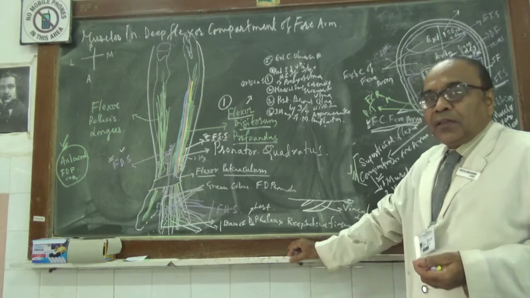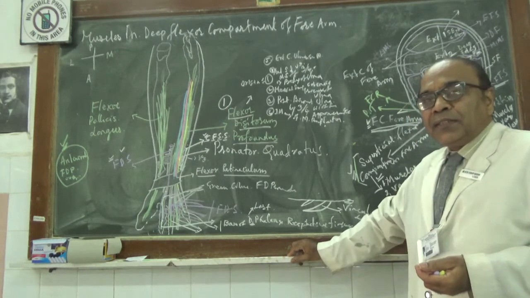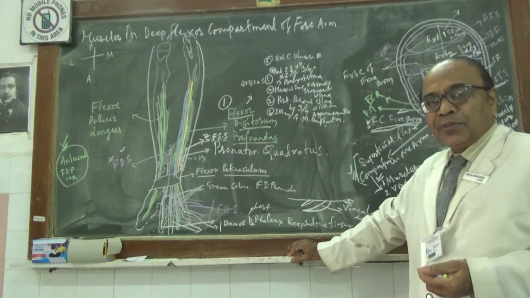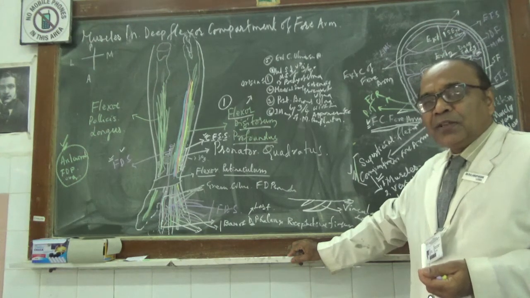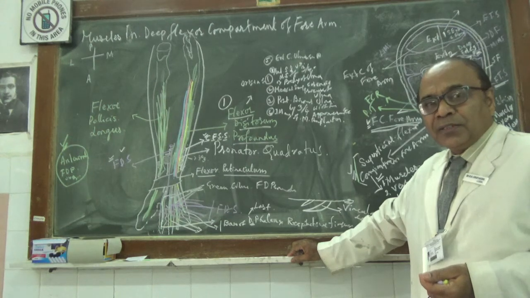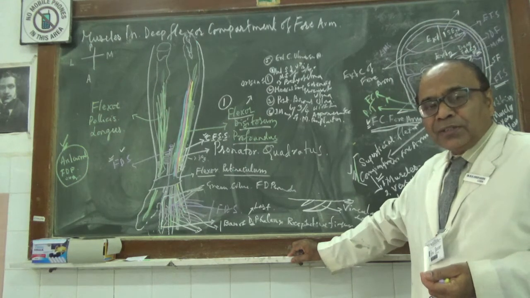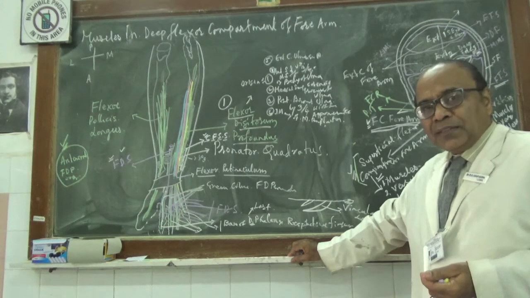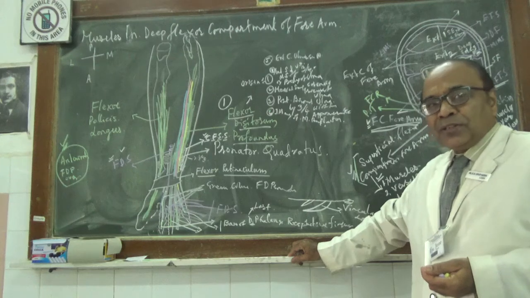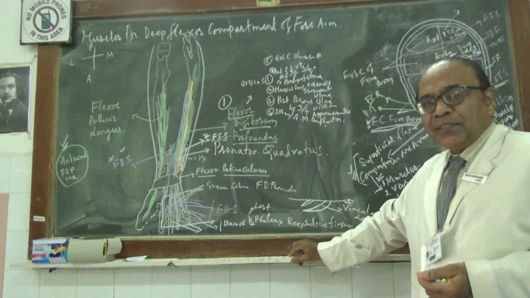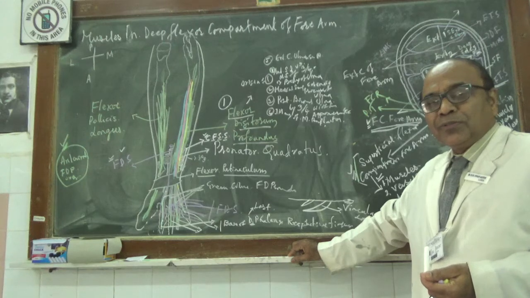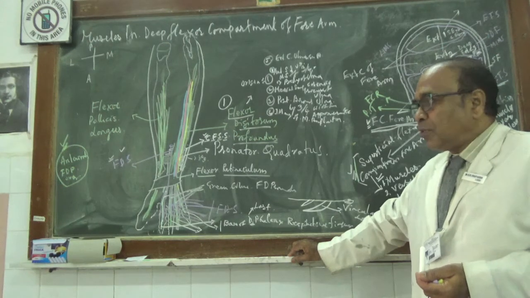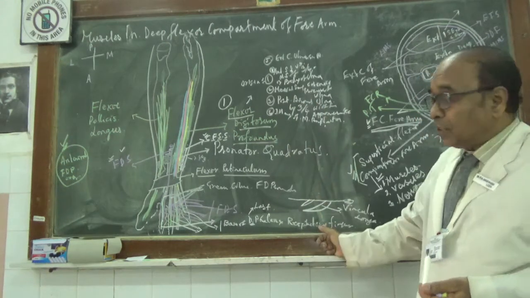the anterior surface of the ulna. Apart from that, it is also related partially to the interosseous membrane, and it is also related to the anterior portion of the medial epicondyle at the lower end of the humerus. These are the relations.